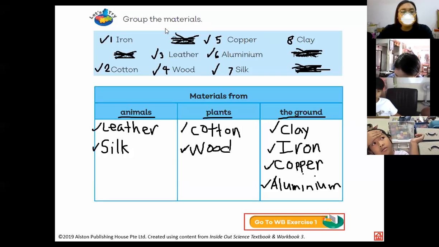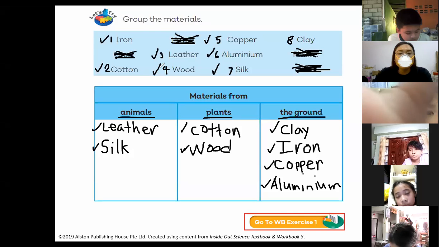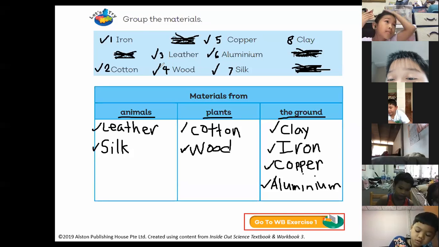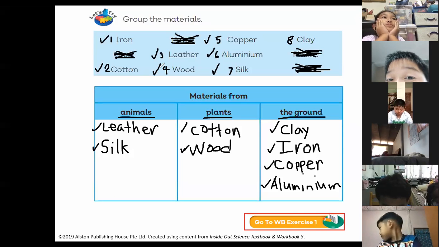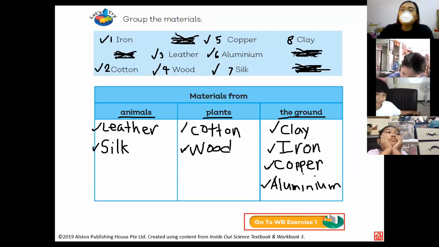All right, Tamlung, turn on your mic. Okay, Tamlung, what are the materials that are coming from the ground? Clay. Iron. Copper. Aluminum. Okay, very good.